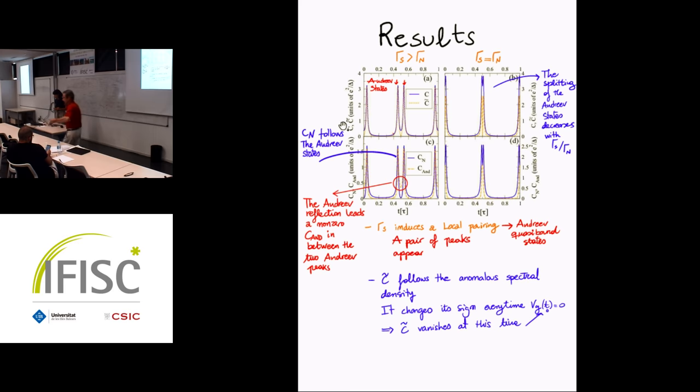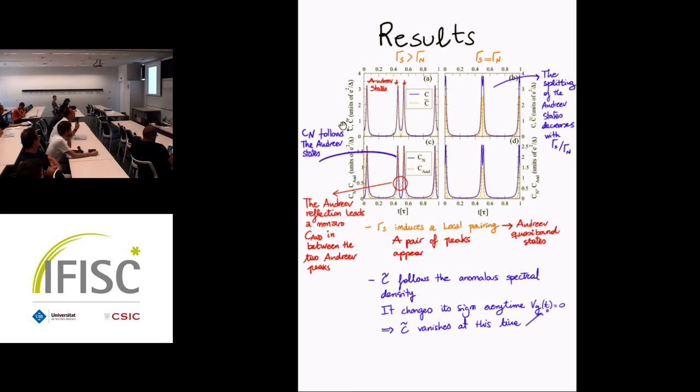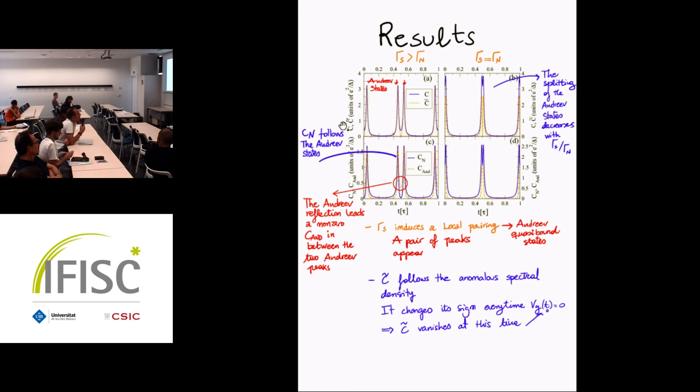I couldn't understand your interpretation of the h over 2e squared result in terms of two spin directions and electron-hole. Maybe can you explain it again?